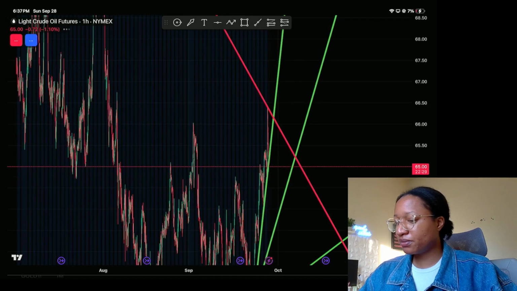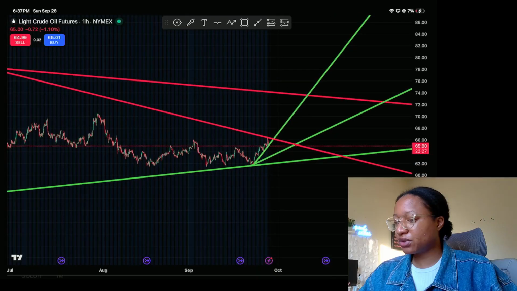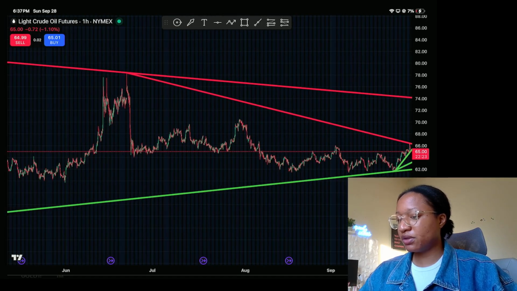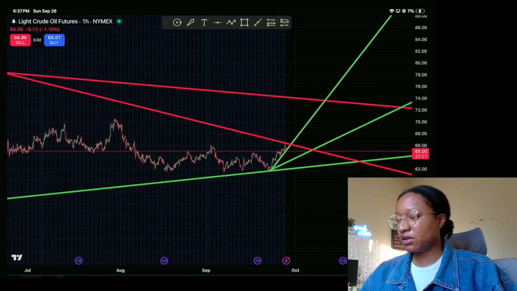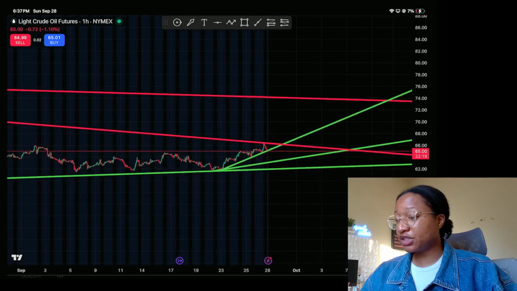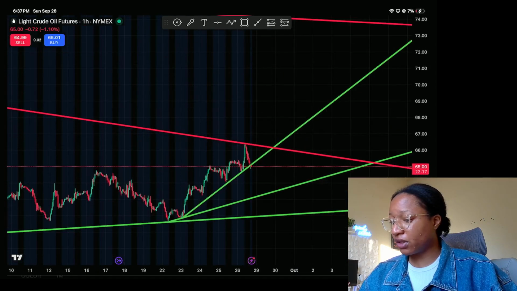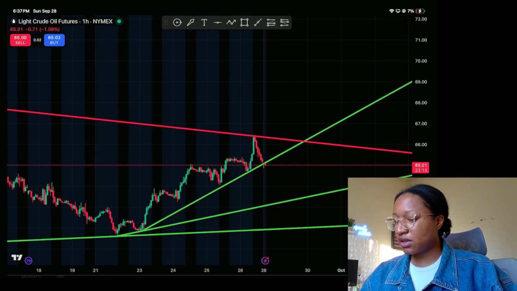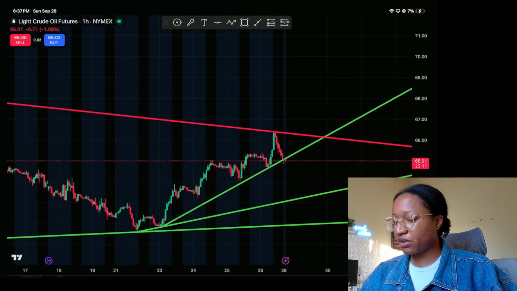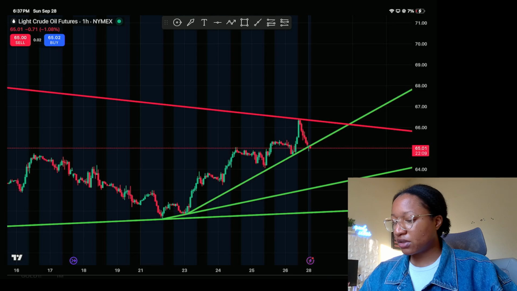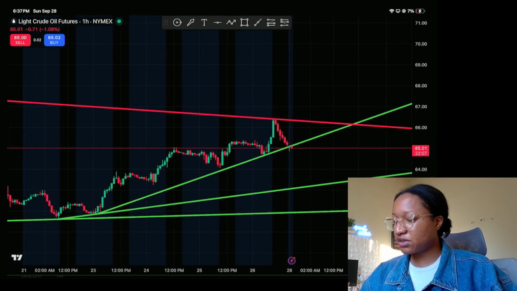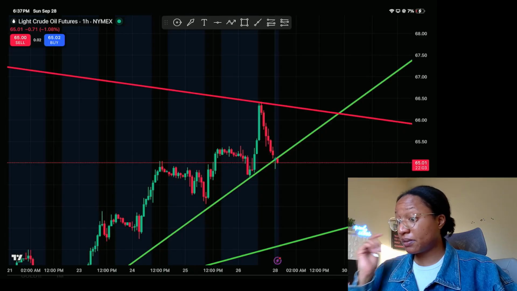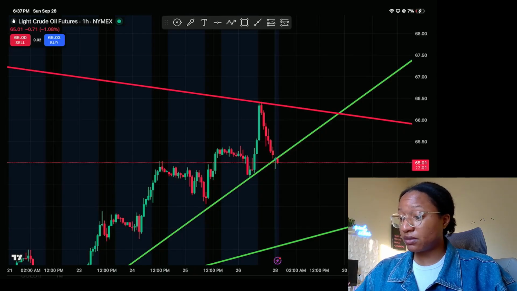Crude oil. I might actually do crude oil, because there's a touch point over here, and there's a possible actual touch point over here. Hold on. Okay, and then price broke. One touch point, two touch points. This is actually pretty solid, so I'm going to go in for a sell.